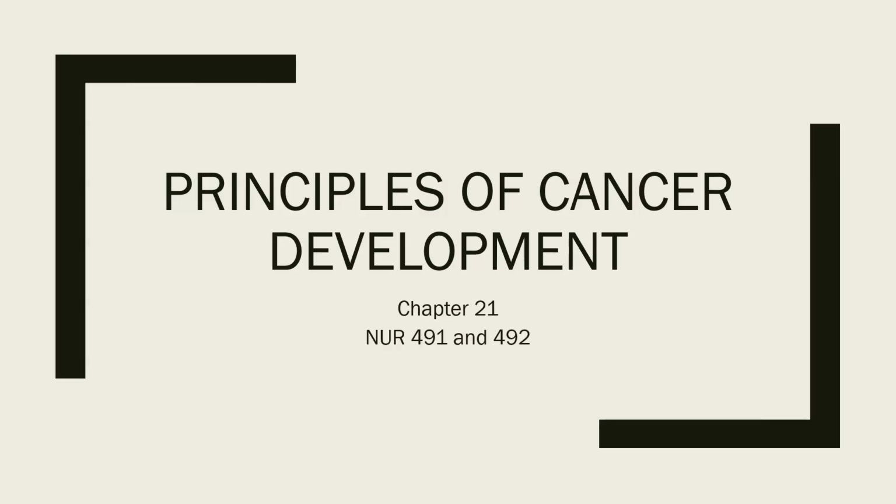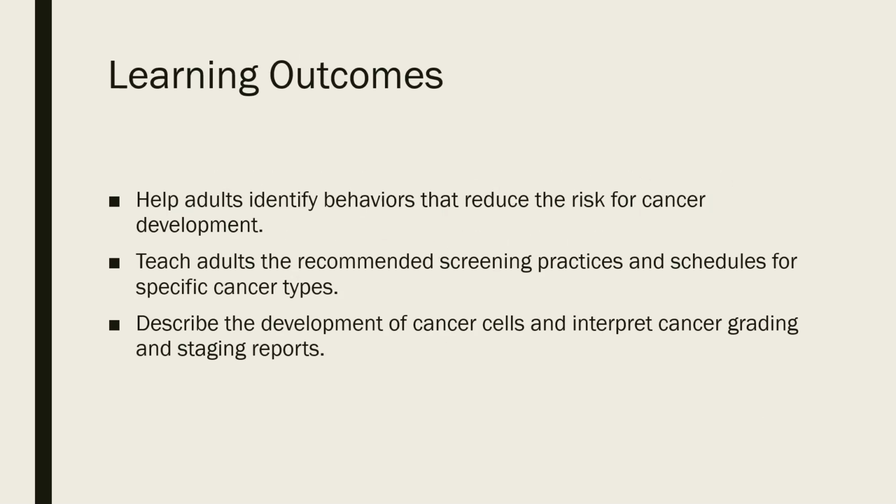So, principles of cancer development. This is chapter 21, and it is for both nursing 491 and 492. So, our learning objectives today are to help adults identify behaviors that will reduce the risk of cancer development, teach adults the recommendations for screening practices and schedules for specific cancers, describe and develop the cancer cells and interpret cancer grading and stage reporting.